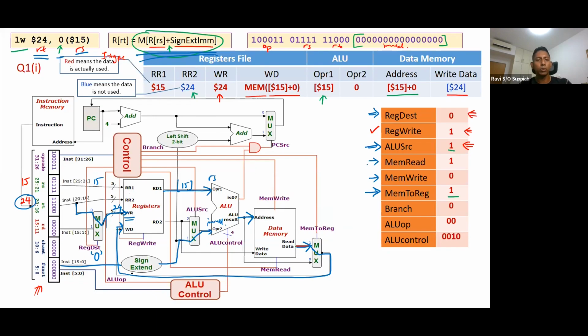And where will I write back to? I will write back to the register specified by the write register. And since the multiplexer here already says 0, it means 24 has come here. So the register I'll write back to is register 24, and the data that I'll write back is the data coming out of the memory. The memory address is specified by RS, which is register 15, added with the immediate value. So that is how the whole thing comes together.